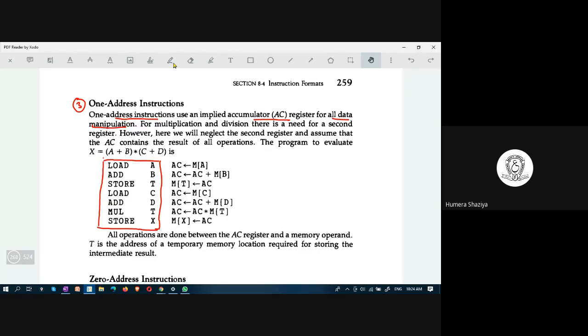Students, are you able to understand? Yes, ma'am. Okay, then what is load C? Tell me quickly. Load C means what? Contents in memory address are stored in accumulator. Very good. Add D means what do you mean by add D?